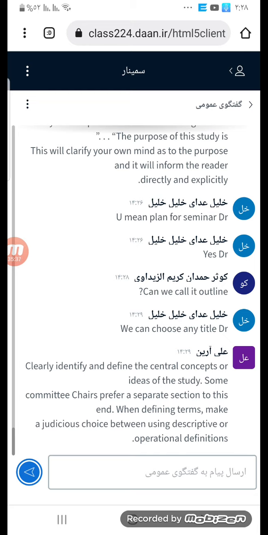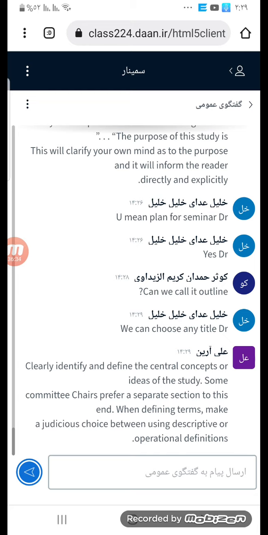Yes, COSAR. We can call it outlining of the thesis, okay? You can call proposal outlining of the thesis also, no matter. So the second step is this: clearly identify and define the central concepts, or ideas, or impressions, or theories which are there in your study. You should talk about them. Some committee chairs prefer a separate section to this end. It means that again, you should ask your university authorities about the procedures of writing a proposal. Thereafter, you can prepare your proposal according to these procedures.